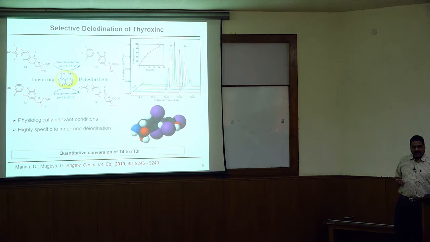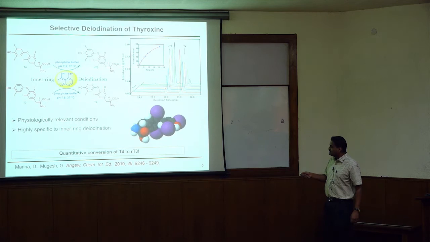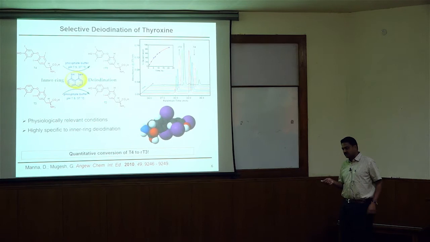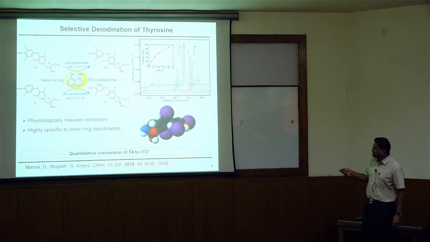And what we did, we treated thyroxine with these compounds in phosphate buffer, at physiological pH and 37 degrees Celsius, which is body temperature, and we found that a new compound was produced. When we ran the HPLC experiments, we found a new peak appearing in addition to T4. This was the first time we could see a new peak when we treated thyroxine with a selenium compound. Before that, all the time we used to get only the T4 peak; there was no deiodination.